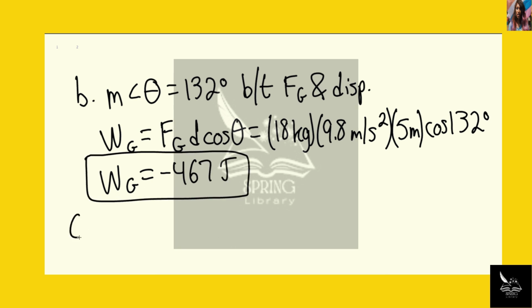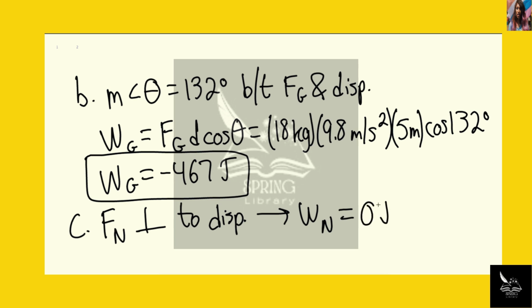And then for part C, we know that force normal is going to be perpendicular to displacement. So this means that the work done by the normal force is simply equal to 0 joules, because here cosine of 90 degrees would equal 0.